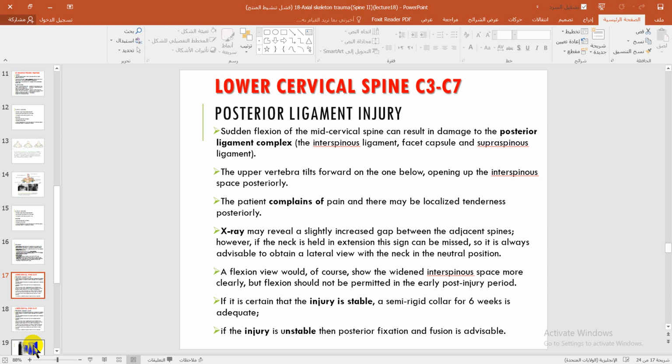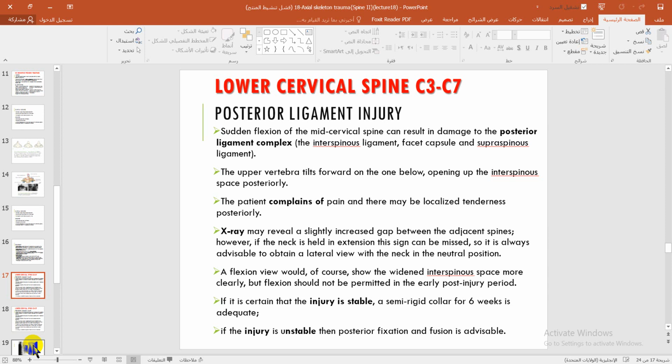The X-ray may reveal slightly increased gap between the adjacent spinous processes. However, if the neck is held in extension, this sign can be missed. So it's always advisable to obtain a lateral view with the neck in neutral position and sometimes in flexion.